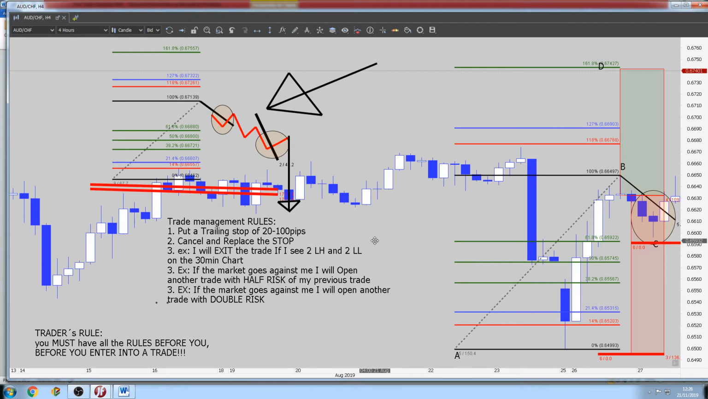Now the challenging part for the beginner traders and the semi-professional traders is that there is no right or wrong. You are going to have 3 different traders. All of them are going to put a trailing stop of 100 pips if it goes their way. All of them are going to cancel and replace the stop if the market goes their way. But if the market goes against them, the 3 traders are going to manage their trade totally differently.